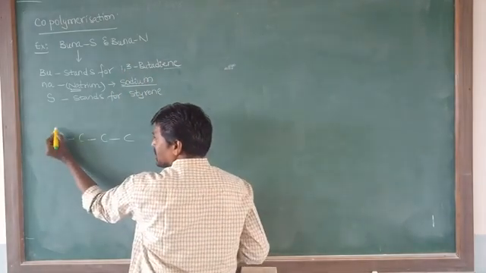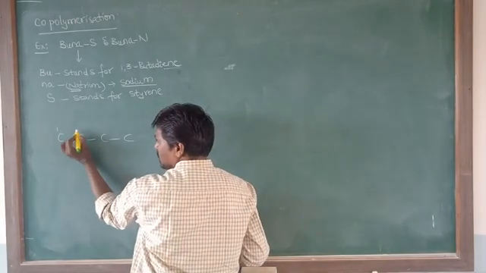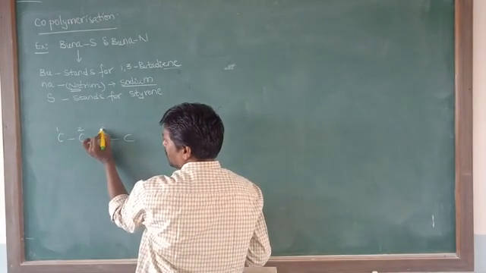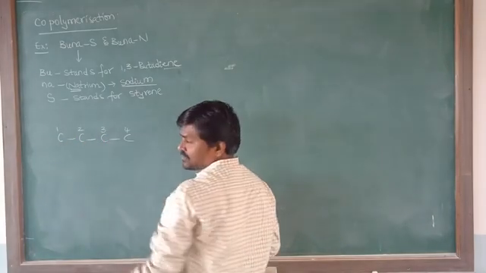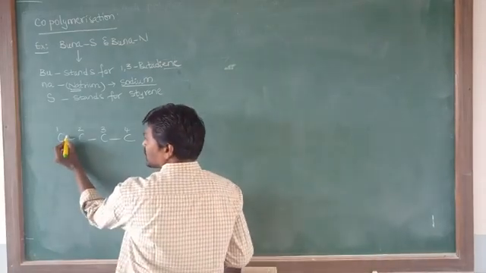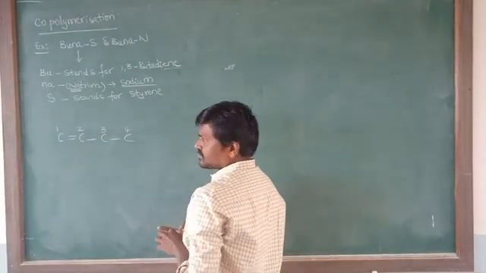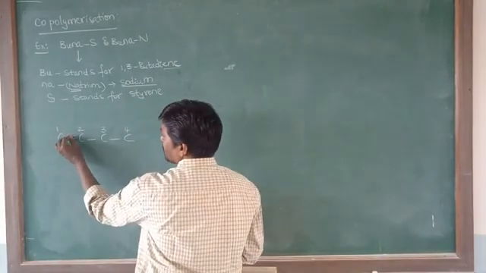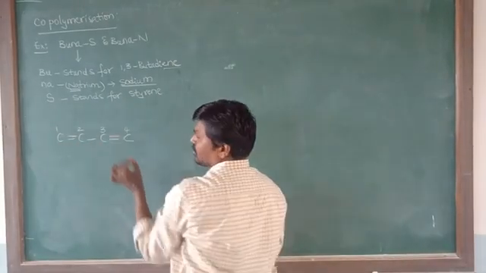So that's why, first, for our convenience, I will write it like this. I will give you the numbering here: 1, 2, 3 and 4. Now at first position a double bond is there, and at third position a double bond is there.